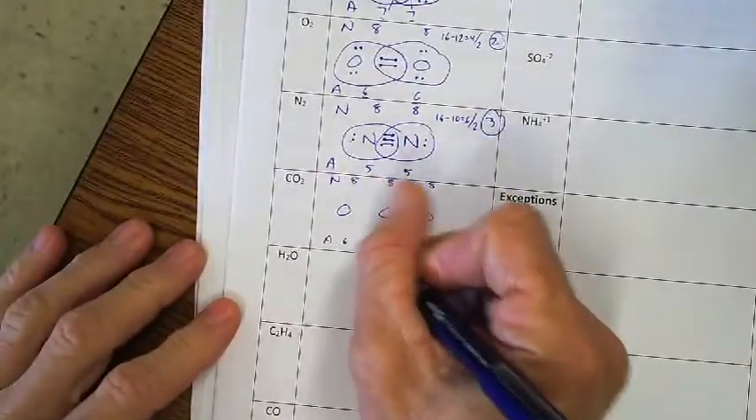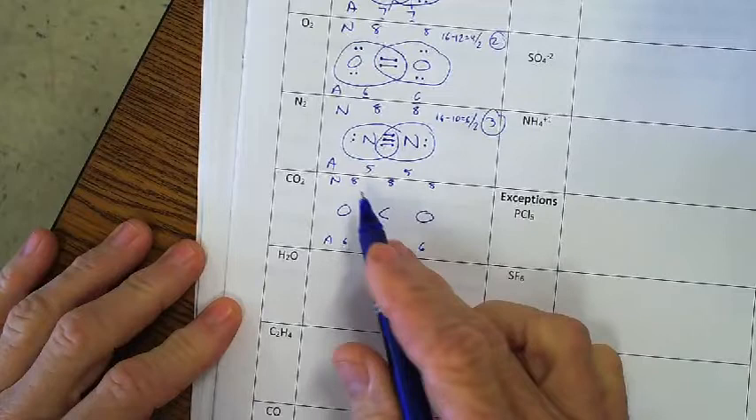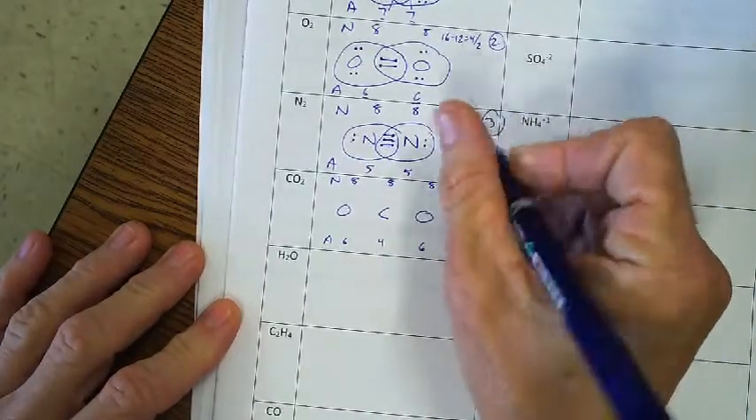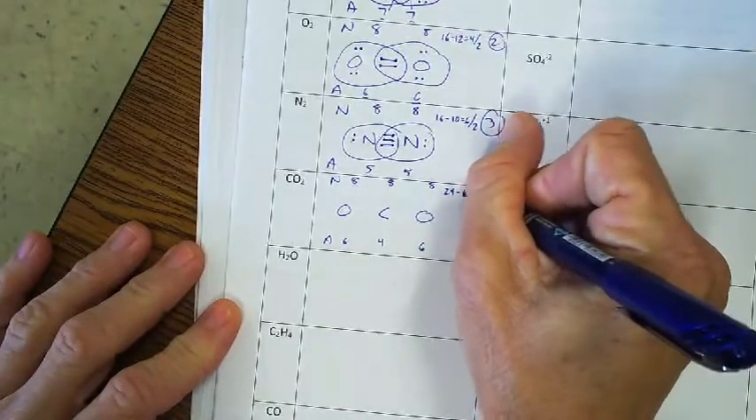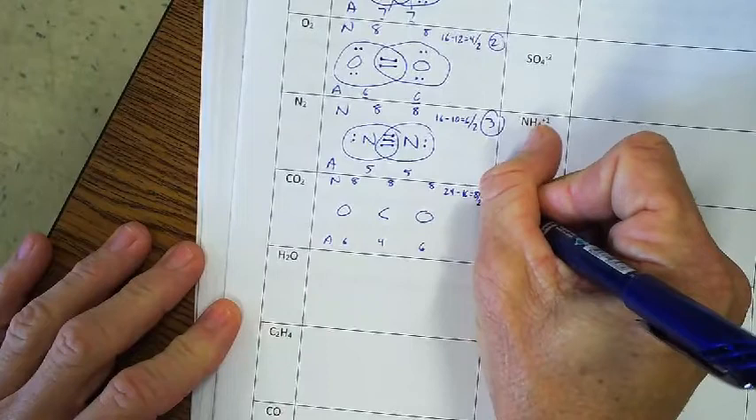So this has 6 available, this has 4 available, and this has 6. Multiply those together, that's 8 times 3 is 24. And then minus 16 is 8, and 8 divided by 2. That would be 4 bonds there between the 2 of them.